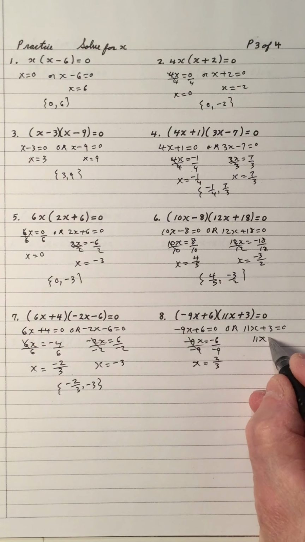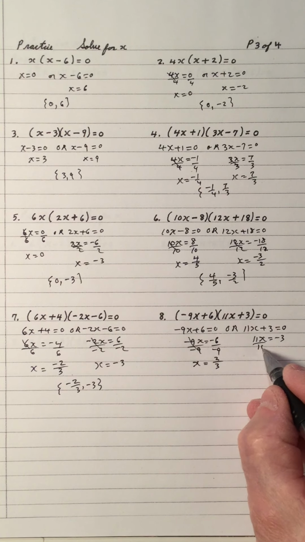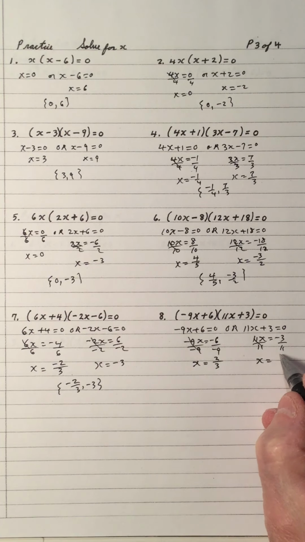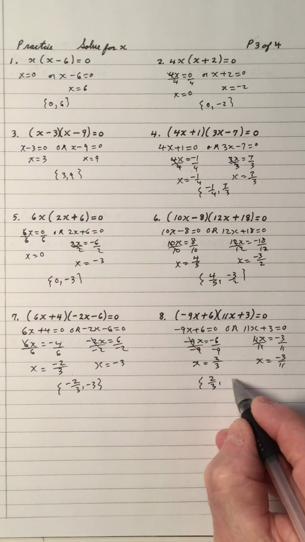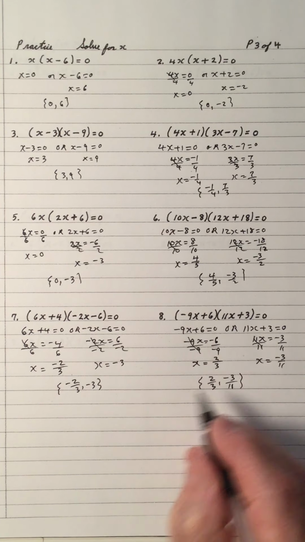And 11x equals negative 3. Divide by 11. The 11s cancel. I get x, and I get negative 3 over 11. So there are two answers: 2/3 and negative 3 over 11.